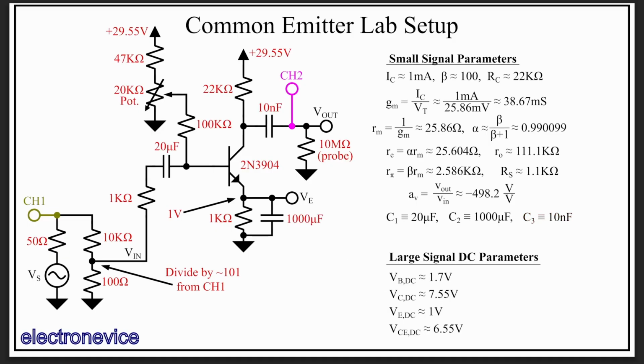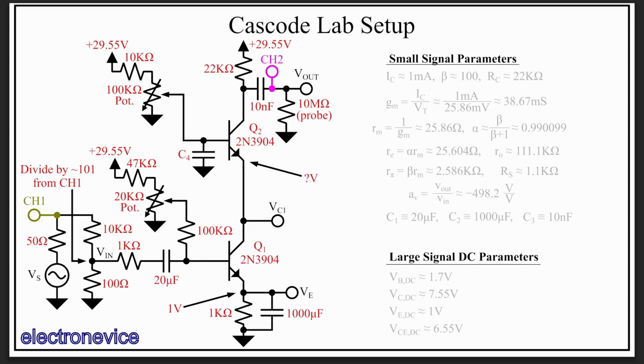Before we move on to the demos, let's go through the setup for the Cascode first. Here's the Cascode, essentially the same as the common emitter, except we've inserted a common base in between the collector of the common emitter and the 22K collector resistor.